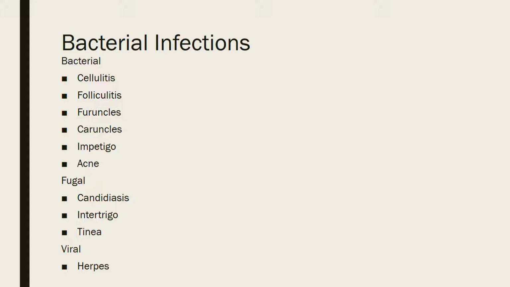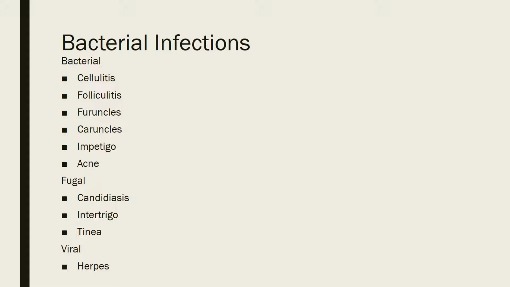Furuncles and carbuncles are infections usually caused by staph. Furuncles are like boils, or boils, if you will, and that results from the folliculitis, and they do tend to reoccur. You see them sometimes in the neck area, the face, the axilla area, the buttocks, thighs, or the perineum area.